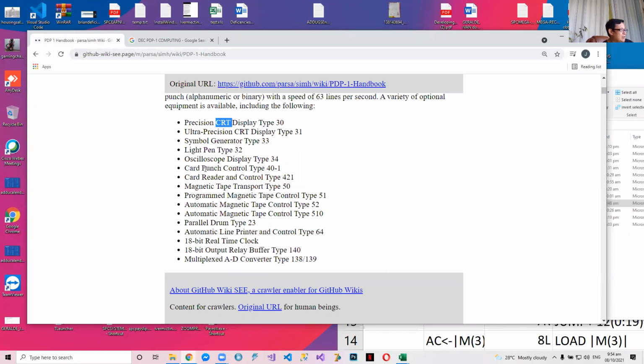It uses a light pen. There's also an oscilloscope display, a card punch control, card reader and control, no? Like the 701.